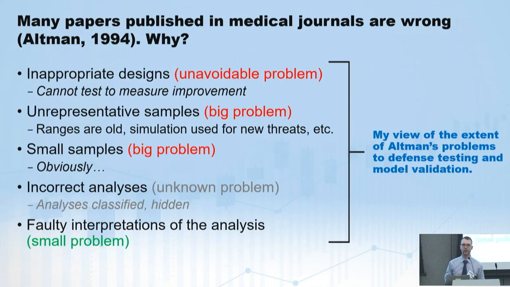We don't have the latest threats. We're constantly playing an intelligence game to try to figure out exactly what to test against. So the most up-to-date data that we could get is simply not there. Small samples is obviously a problem.